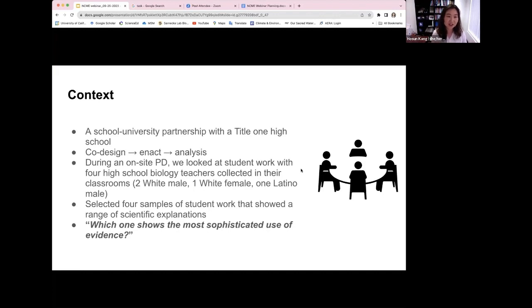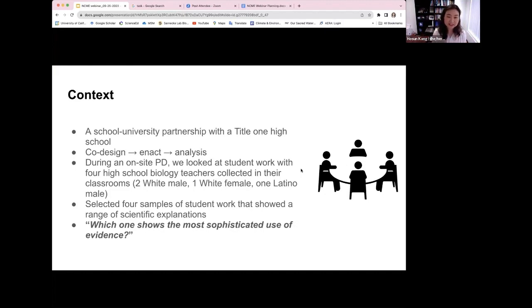So in one of those PDs, we looked at student work with four high school biology teachers, looking at the data gathered in their classrooms. There were two white male teachers, one white female teacher, and one Latino male teacher, and myself and the research team. Before the PD, the research team selected four samples of student work that showed a range of scientific explanations, so we could look at them together and learn something with the teachers.